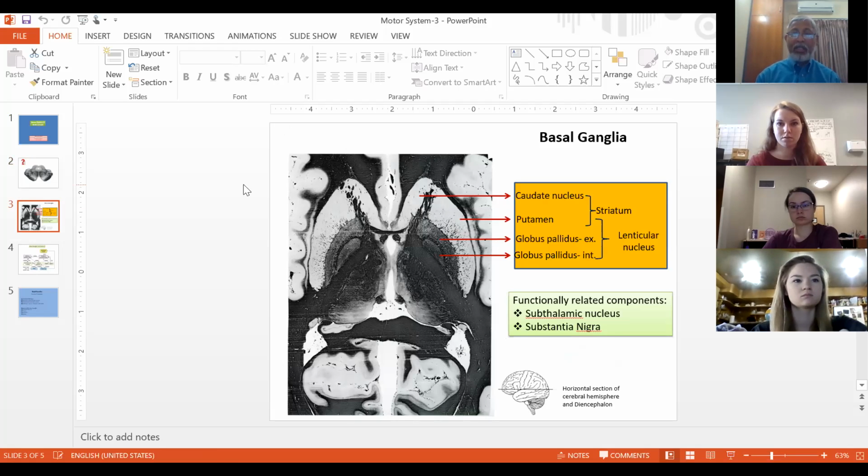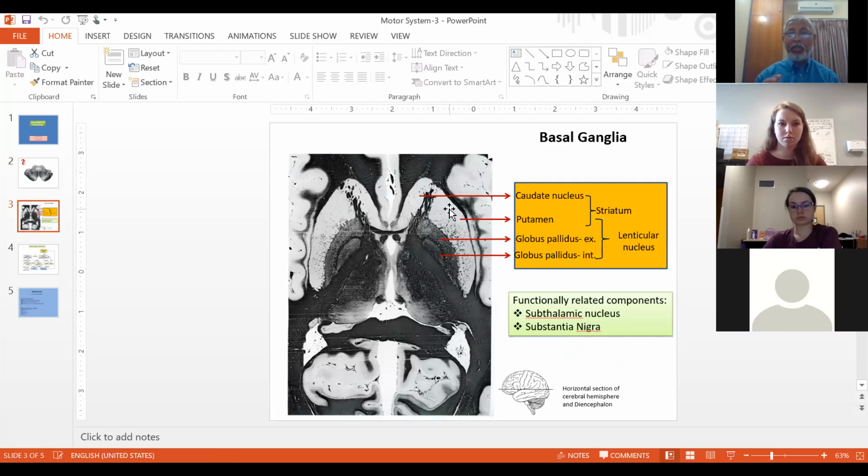So you see here, this image will show you the components of the basal ganglia. Now, this is the cerebral hemisphere, and if you make a section around here, you can see it's right underneath the cerebral cortex, right? So this is the horizontal section through the cerebral hemisphere and the diencephalon. The base is called the diencephalon, which includes the thalamus, hypothalamus, those areas. If you make a section at that level, you will see these very important structures.